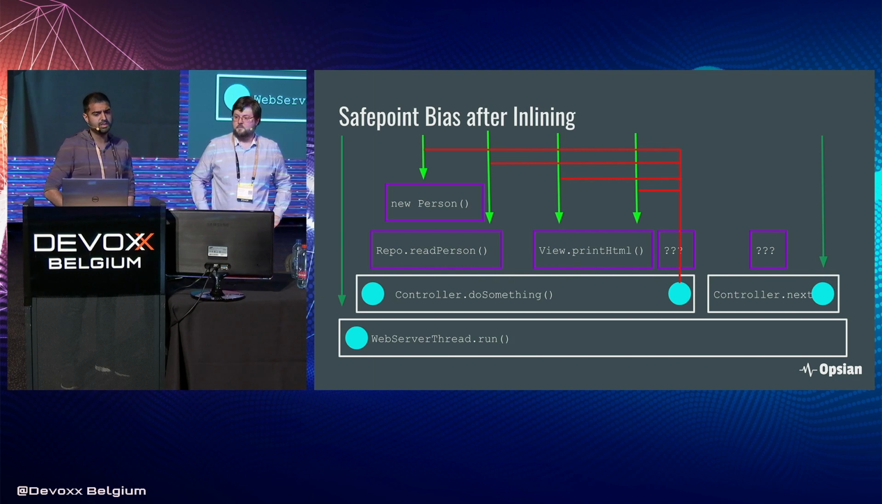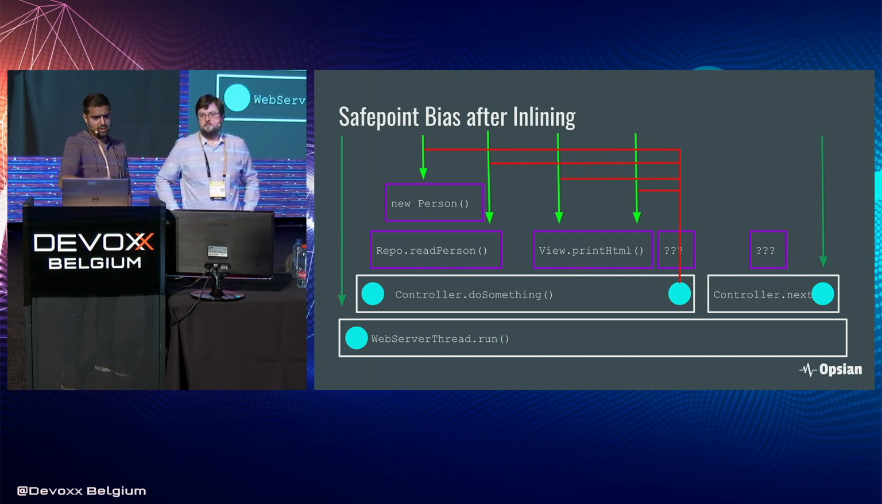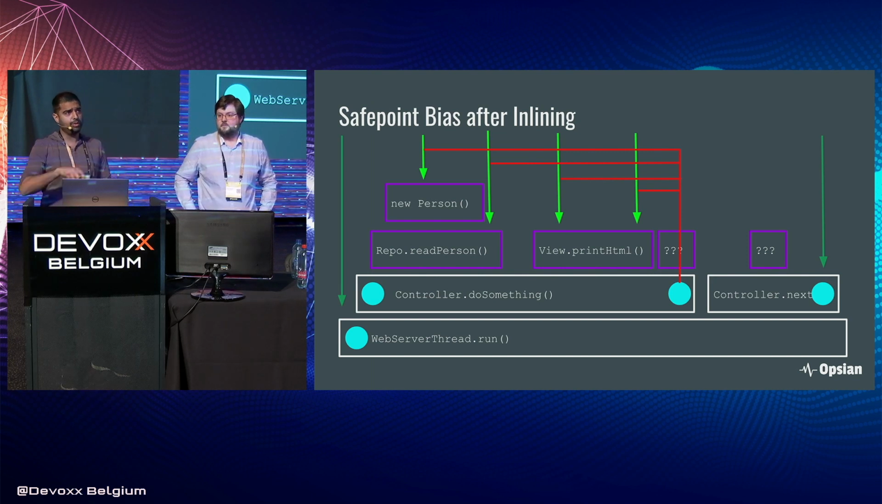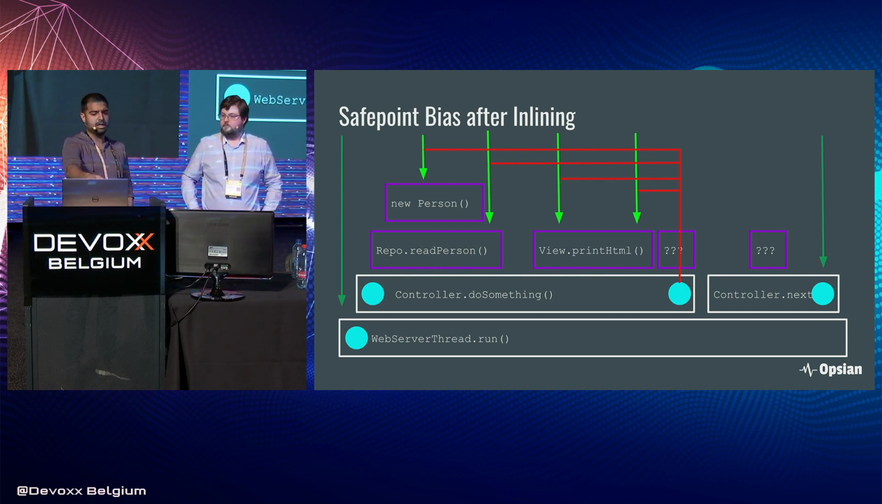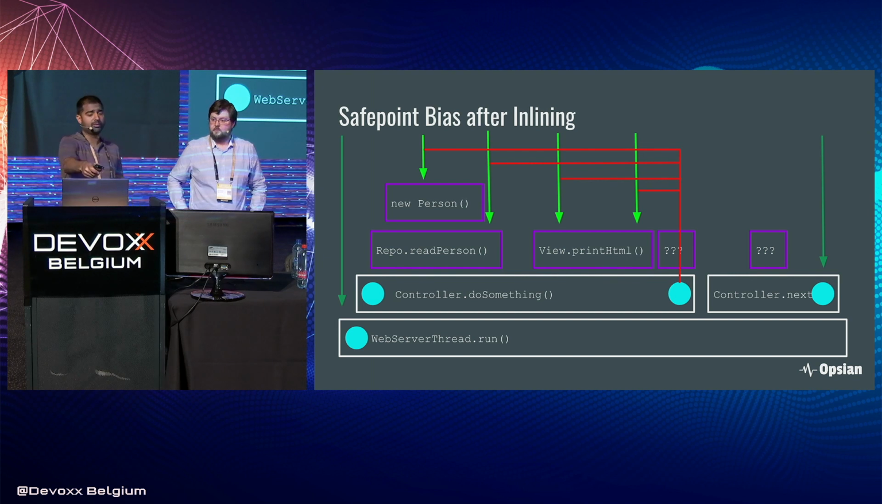So you see the first green arrow that comes down here. That's great. We're in web server thread run. We got a sample that says we're in there. The next one, we should be in new person. Now, anything that's in purple is a method that Hotspot has decided to inline. So basically, Hotspot has decided to inline new person into repo read person, which is then inlined into controller do something, and it's removed the safe point polls from those methods, which means the next safe point poll we actually have is not for a while. It's not until the end of the controller do something, because there's a couple other small inline methods here as well.